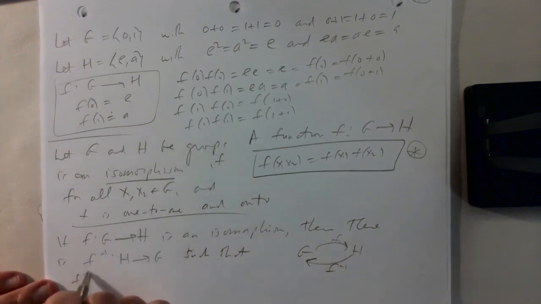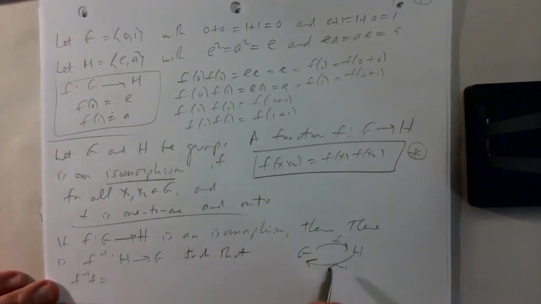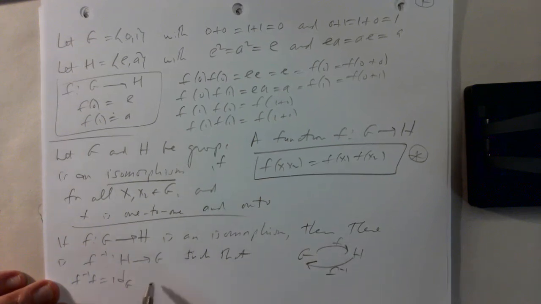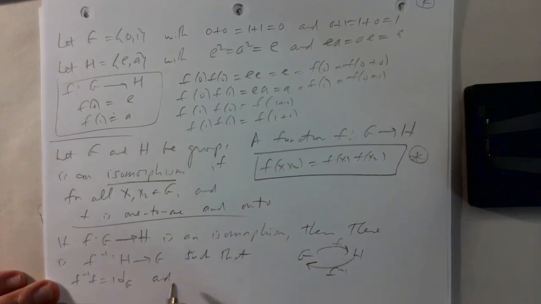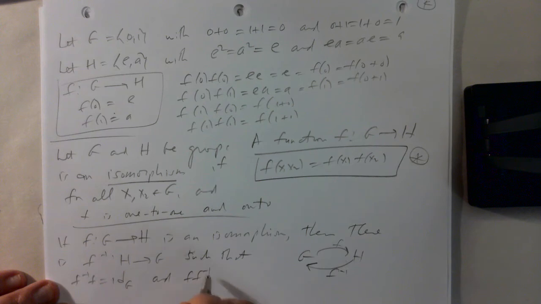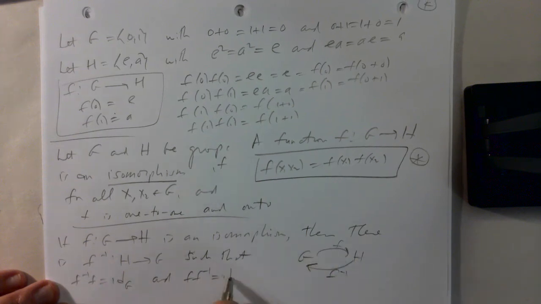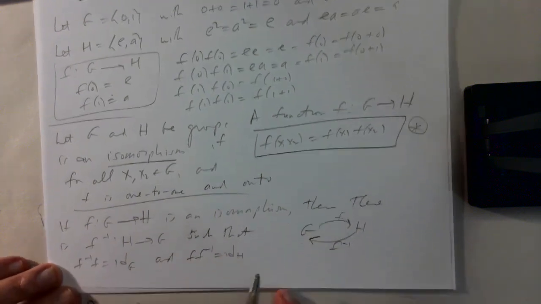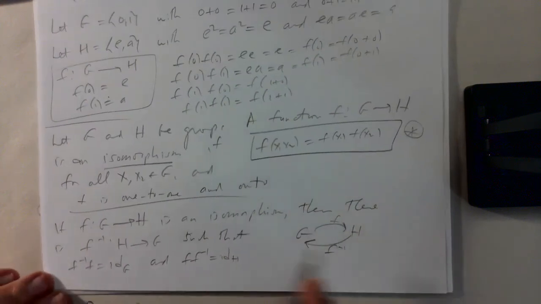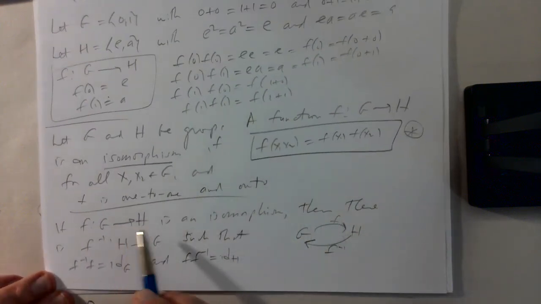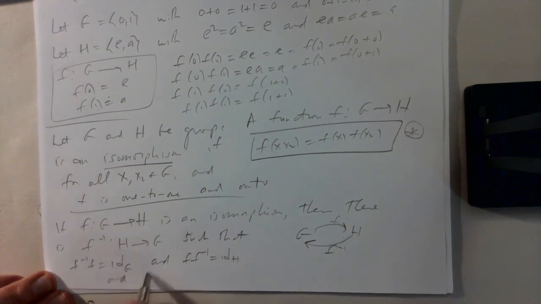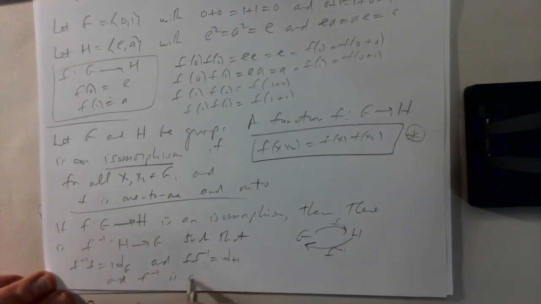If you compose f inverse with f, that goes from G to H to G. That's the identity function on G. And if you compose f with f inverse, so you start at H, you go to G and back to H, that's the identity function on H. So if you have an isomorphism, then there's always an inverse function from H back to G. And f inverse itself is an isomorphism.